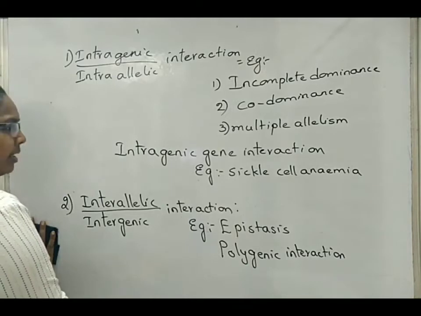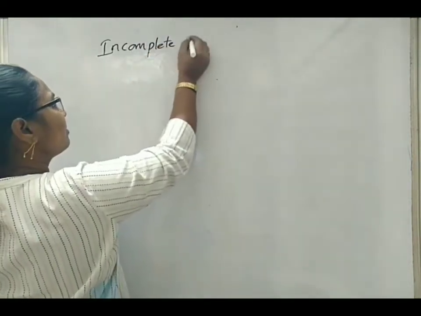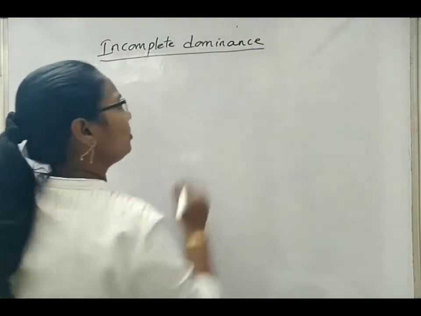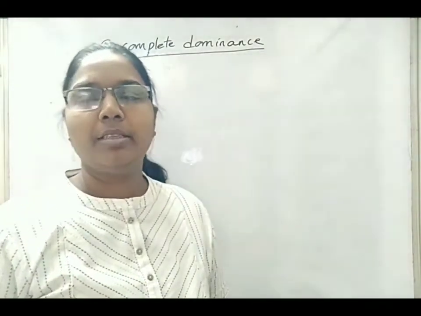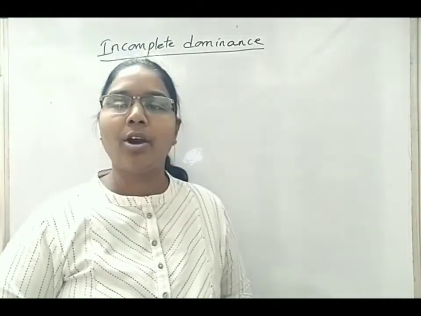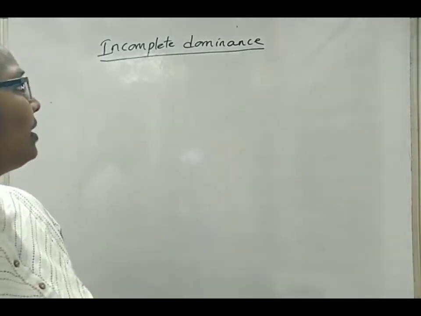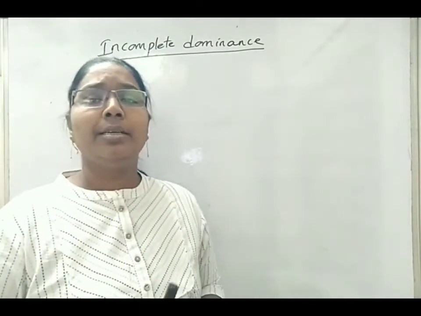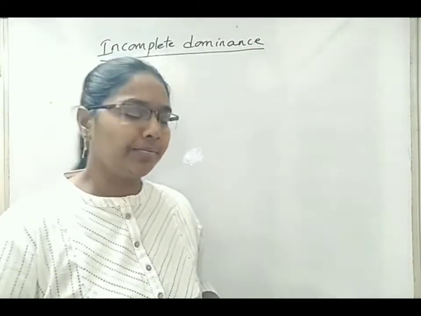Now we will start with one by one, that is first incomplete dominance. When we were reading about law of dominance, I explained about one of the exceptions, that is incomplete dominance, because incomplete dominance is not getting expressed in all types of organisms. So we explained this one in the form of incomplete dominance. There are some exceptions I told. I also gave you two examples, that is Mirabilis jalapa and also Antirrhinum or dog flower or snapdragon flower.